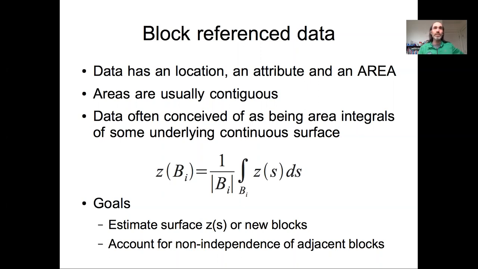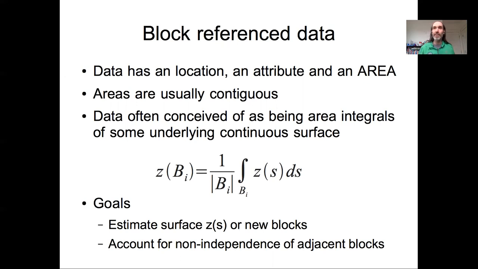It is very common, typical for block reference data to be contiguous. So you have different areas that are adjacent to each other. And in traditional GIS fashion, I would say that block reference data generally comes in two forms. You have raster data coming from gridded data products in remote sensing, and you have vector data, data coming from polygons. A lot of what you'll see out there are going to be data sets that are referenced relative to political boundaries, to state boundaries, to county boundaries, to township boundaries.